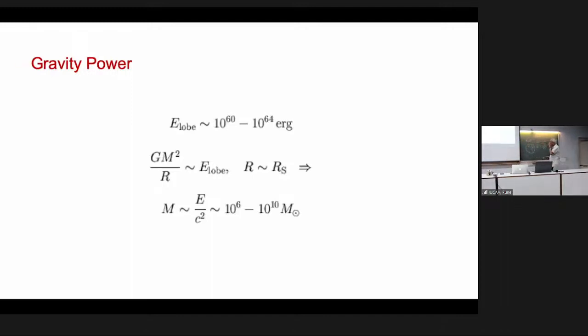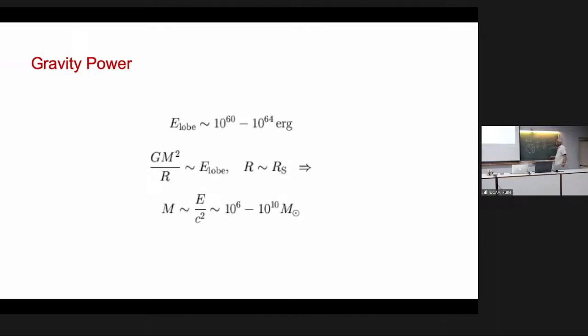And so the energy in the lobes is 10 to the 60th, tens of people in that range. So if it were comparable to the gravitational energy, that's what will power it. So where did the energy in the lobes come from? It came from the jets, which must be powered by gravity.